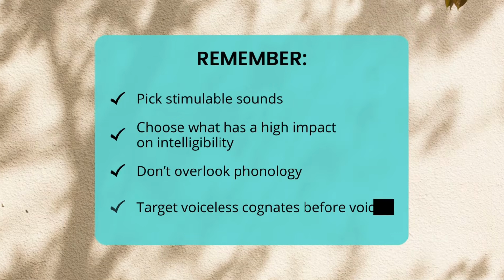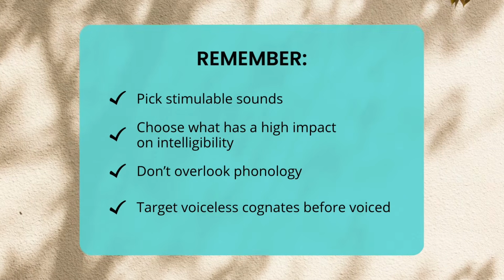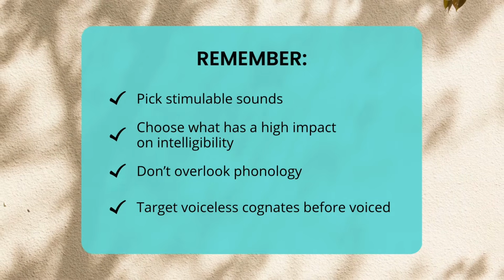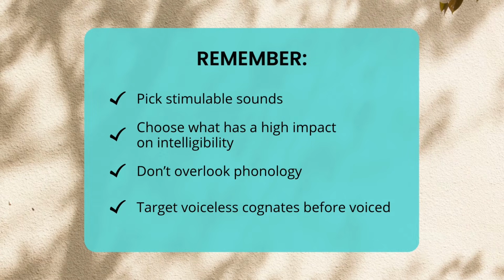Once that's mastered, go ahead and pull out your normal articulation word list, your articulation cards that have more than one high pressure consonant sound in them. When you're choosing your targets and approach, remember to pick stimulable sounds, choose what has a high impact on intelligibility, don't overlook phonology, and then target voiceless cognates before voiced.